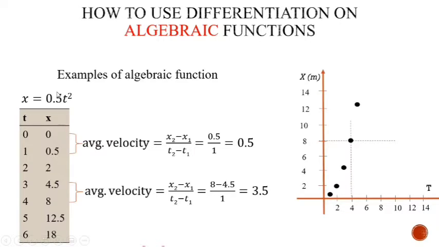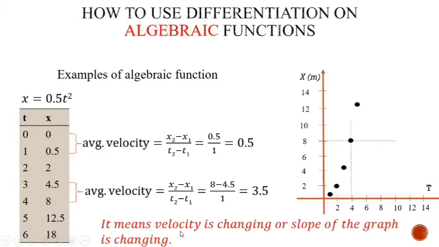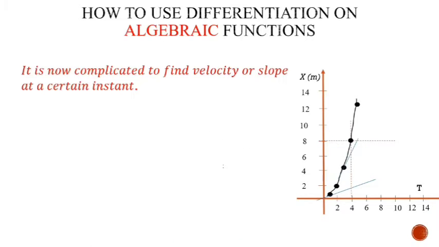To find out instantaneous velocity, here we can say that the graph has a curve and the slope at every different point will be different. So it means velocity is changing or the slope of the graph is changing. Here we can observe the slope at different positions is different. Here you can observe the slope is less at this point but the slope is higher at this point. It means velocity is changing or the slope of the graph is changing. To find out the slope of such complicated equations, differentiation is used. Here on the xt diagram, the slope of the graph will give velocity.